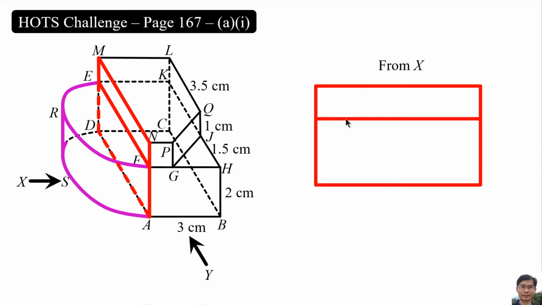So 5 cm, 5 cm, 5 cm. 2 cm, 2 cm, 2 cm. And this line is hidden when we view from X. It must be drawn as dashed line. Length of this horizontal line is 1.5 cm.